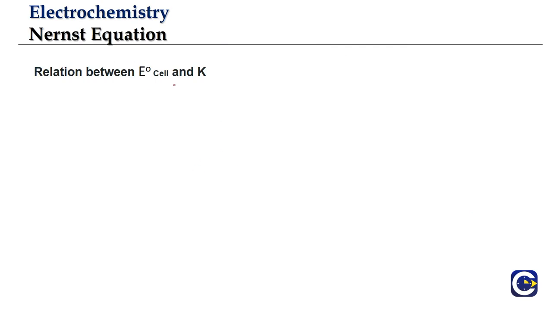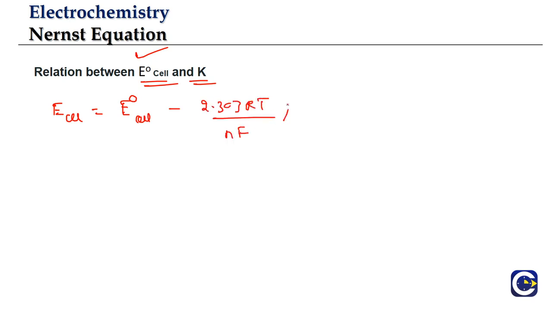Next we'll go to the relation between E naught value of the cell and equilibrium constant K. So what is this E naught value of the cell and equilibrium constant K? If you look at E cell, it is equal to E naught cell minus 2.303 RT by nF log Q. This is what we had from the Nernst equation.